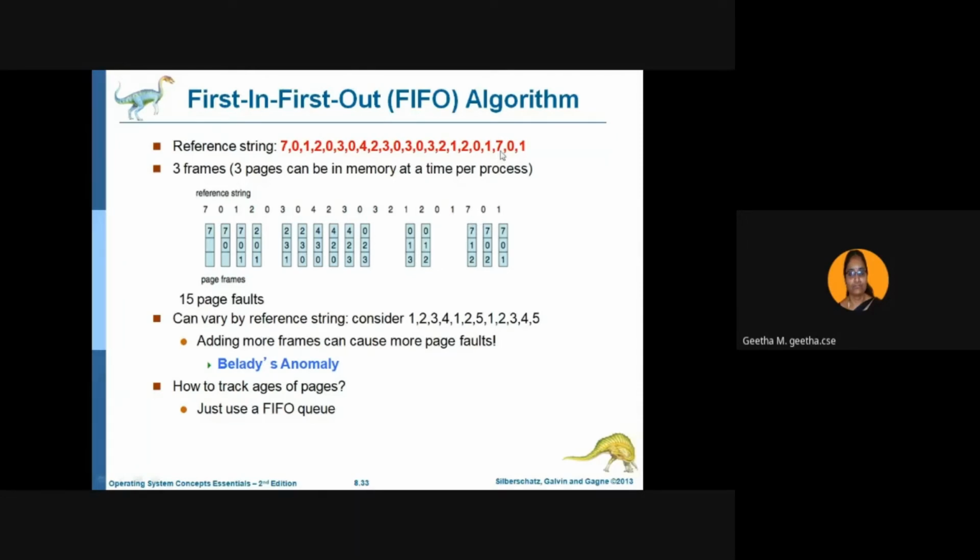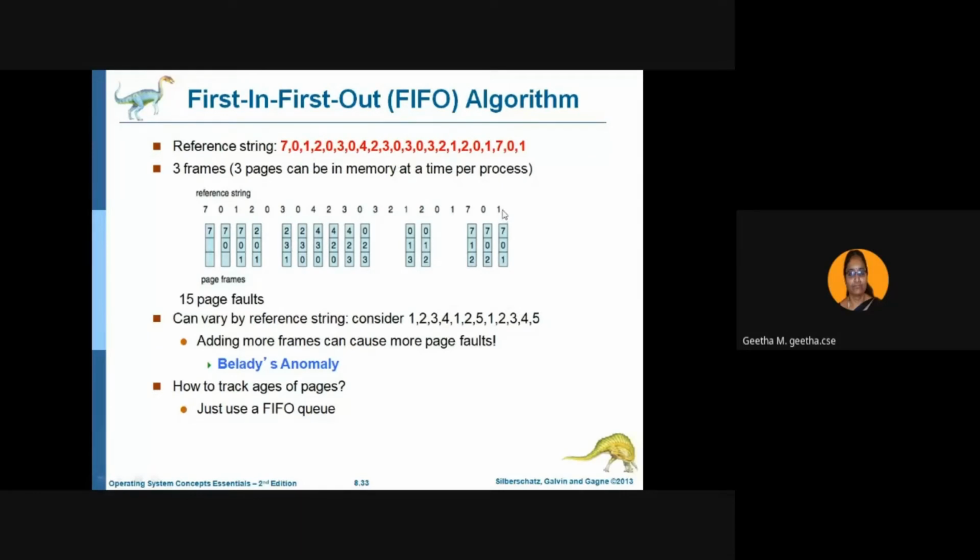Among 7, 1 and 2, 7 has arrived just now. So it considers 1 and 2. Among these two, 1 has come first. So it replaces 1 with 0. So now the pages are 7, 0 and 2.